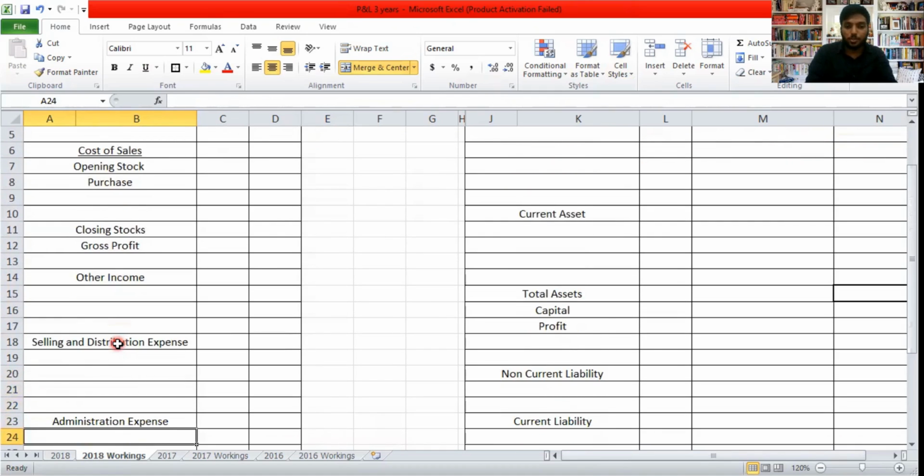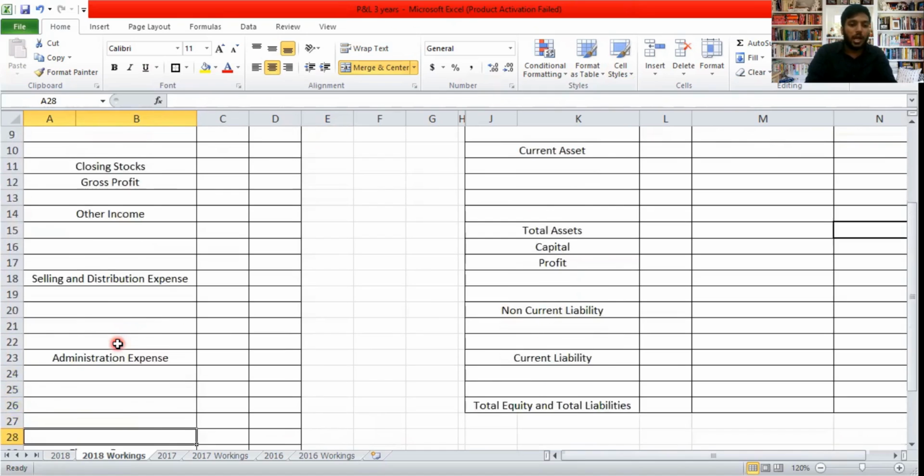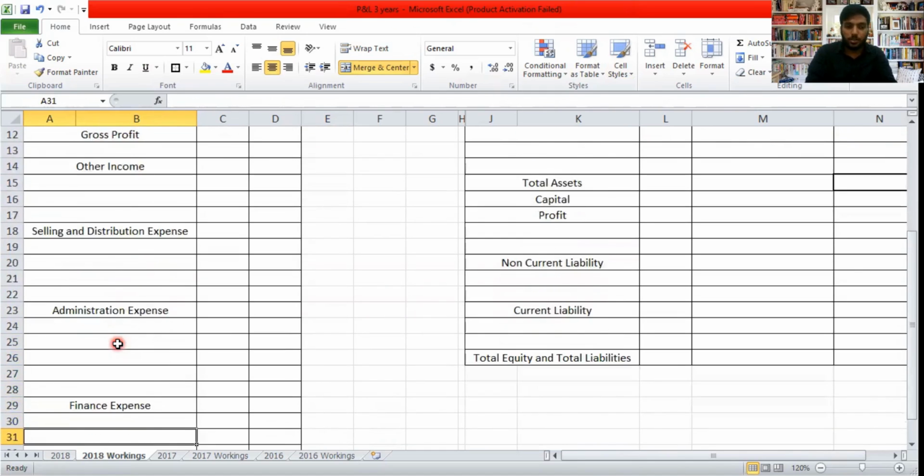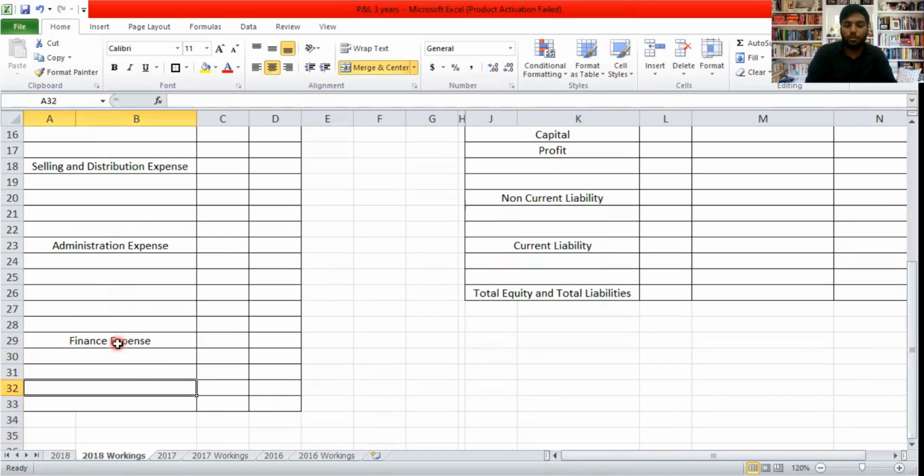Selling and distribution expense, 4 lines is more than enough. Administration expense, 5 lines is enough. Finance expense, leave 3 to 4 lines. And finally, you'll get either net profit or net loss. That's how you need to write the format.